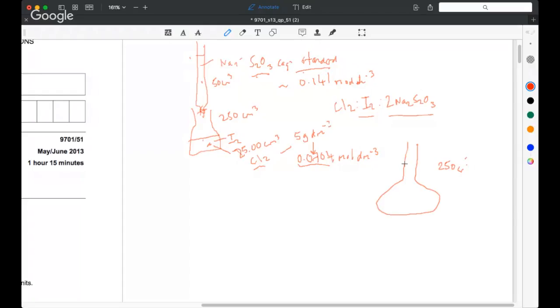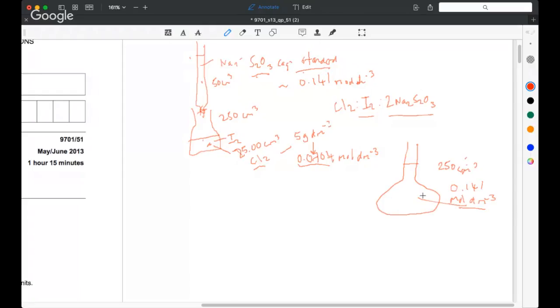And you've got to put in there a solution which is going to be roundabout 0.14 moles per decimeter cubed. Now, this goes back to the conversation we had earlier, because we now need to start using the language of accuracy. We've particularly chosen to use a volumetric flask rather than a measuring cylinder, because you get more accurate values from a volumetric flask than from a measuring cylinder. So you've chosen the equipment to give you higher accuracy. So we know that we've got to have 250 centimeters cubed of a 0.14 moles per decimeter cubed solution.